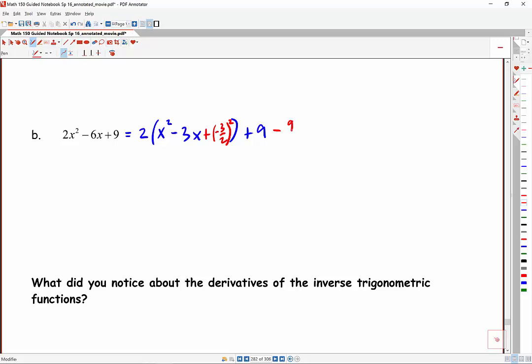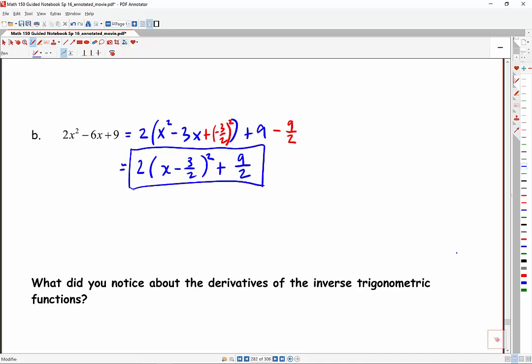So this will give us 2 times quantity x minus 3/2 squared. And then if I get a common denominator, this will end up being plus 9/2. And we're done.